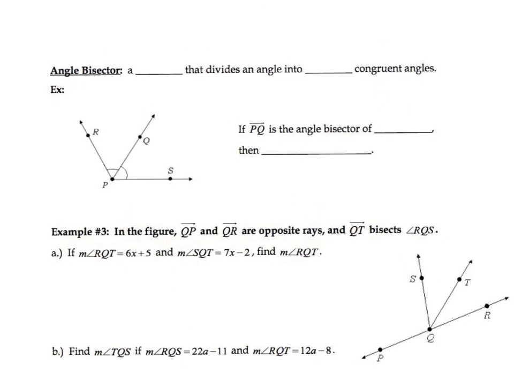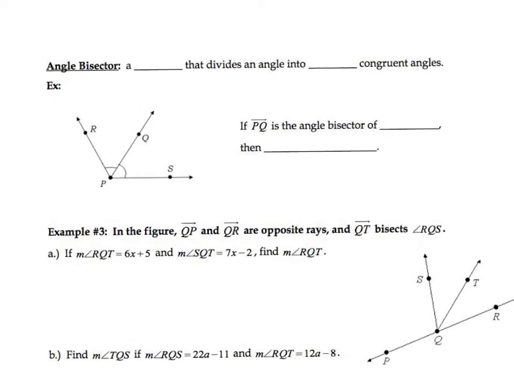Next, we want to talk about an angle bisector. Similar to a segment bisector, in this case, it's a ray that divides an angle into two congruent angles. So if a segment bisector is a segment that divides a segment into two congruent segments, an angle bisector does the same for an angle.